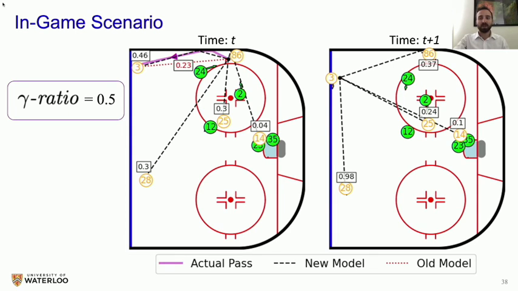For an in-game example, consider this scenario. At time t on the left, player 86 has possession of the puck. Our previous model would consider number 28 to be the most open, the right defenseman. However, our new model suggests that the one bank pass back to number 3 is the most open. This ends up being the pass that 86 made and has a gamma ratio of 0.5. Completing this pass actually increases the passing lane to 86 from 0.3 to 0.98 in the right figure.